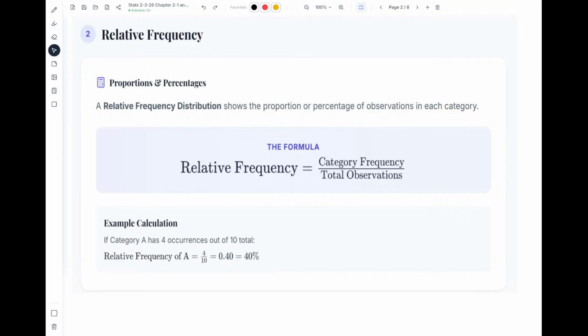So you take your data, we take the number, the category frequency, and we divide it by the total observations. So in the one we just looked at, category A had 4 occurrences, and there was 10 total numbers. So A occurred 40% of the time. Everybody a second to write that down.